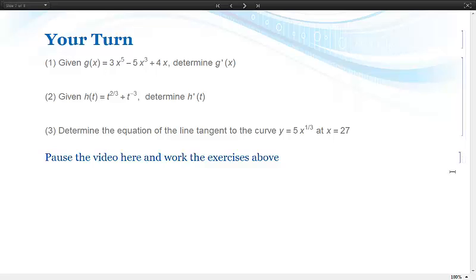Okay, hopefully that went well. Hopefully you were able to solve these exercises. Let's review the solutions.